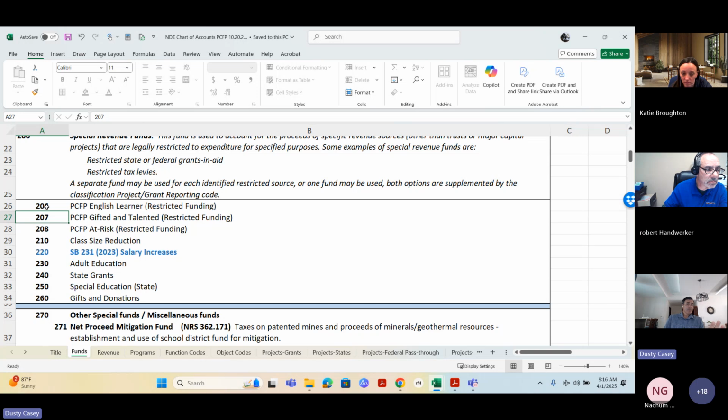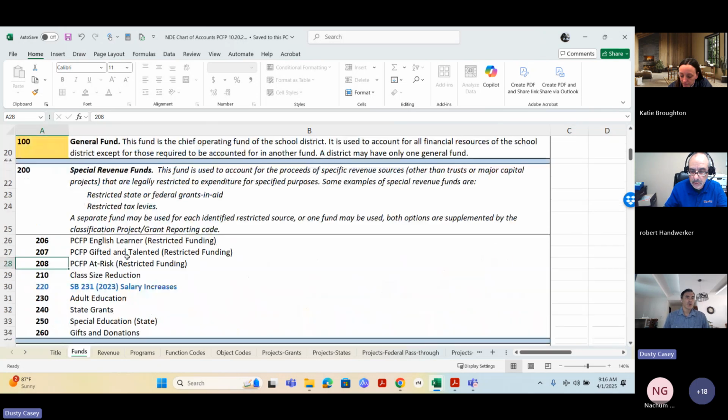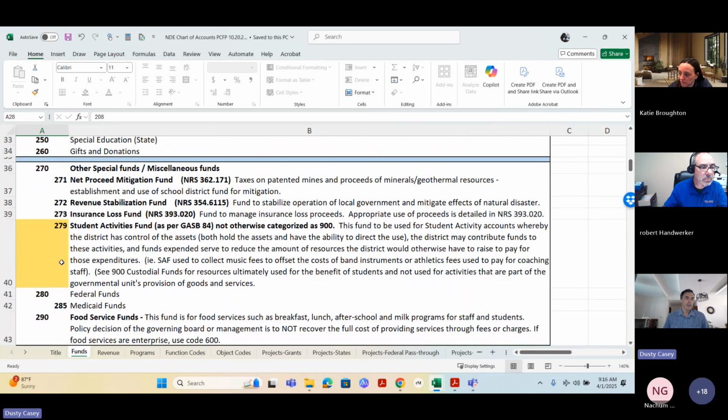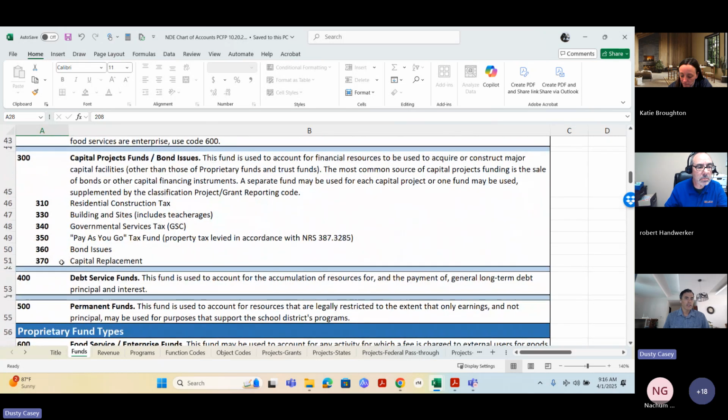So at Oasis Academy, I think the last year we got a total of like $9,000 of at-risk money. We still had a separate at-risk fund that we had open that we would track revenue and expenses. So make sure that your funds match up with NDE's fund numbers that are in the chart of accounts.